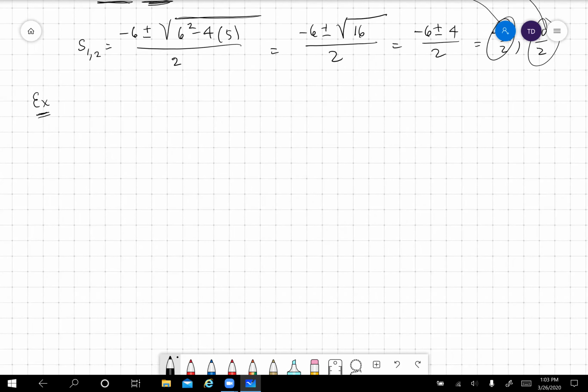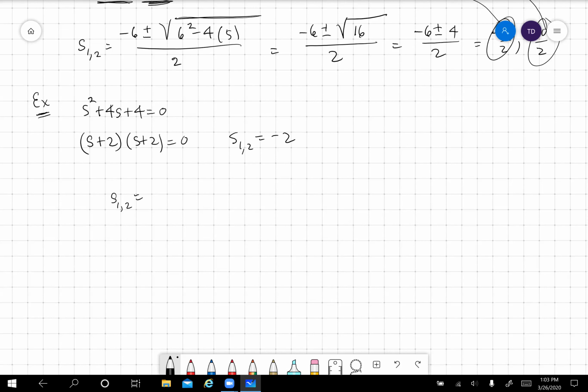Let's look at an example of real repeated roots. s squared plus 4s plus 4 is equal to 0. Again, if you're good at factoring, s plus 2 times s plus 2 is equal to 0. And obviously, s1 and s2 are both equal to minus 2. You can check that out using the quadratic formula. If you do, you're going to get the following.